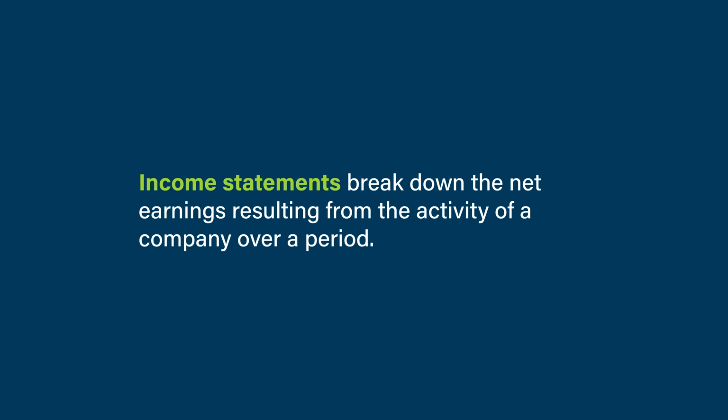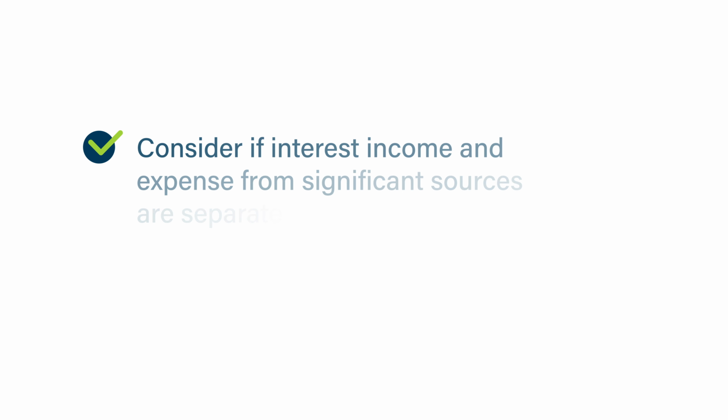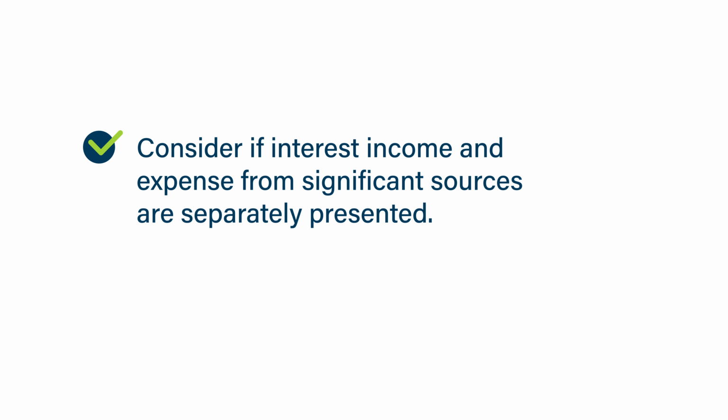So we have a few things to consider here. First, consider if interest income and expense from significant sources are separately presented. So, sure, you'll have loan interest income, probably investment income. Similarly, you'll have those items on the expense side. But what level of detail are you breaking out these items? And is it granular enough to provide useful information to the readers of the financials?